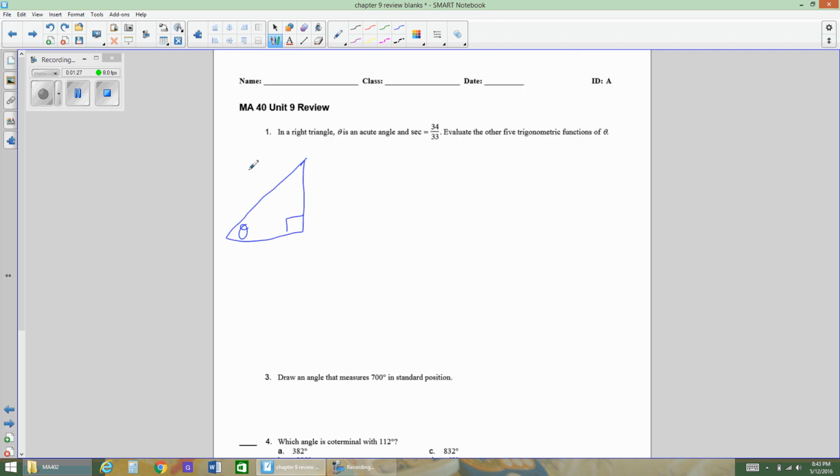So from my theta, I know that this is the hypotenuse, this is the opposite, this is the adjacent, and my secant is supposed to be the hypotenuse over the adjacent, which means this is 34, and this is 33. Now, I have to figure out what the opposite side is, and in order to do that, I'm going to have to do Pythagorean theorem.